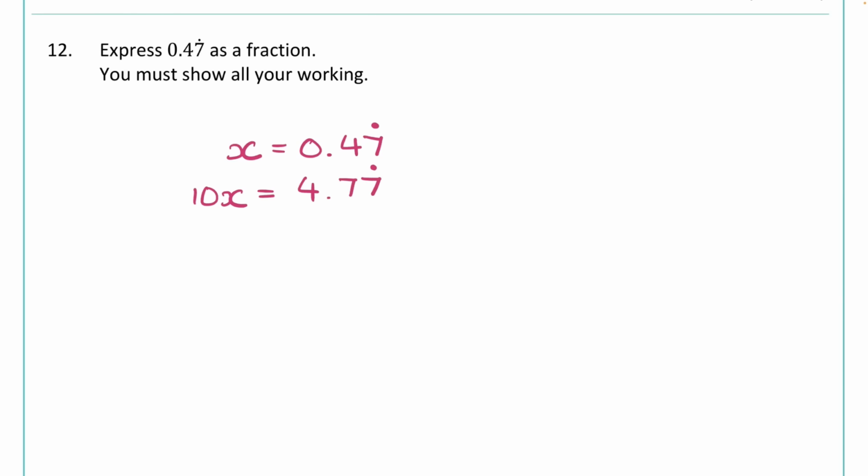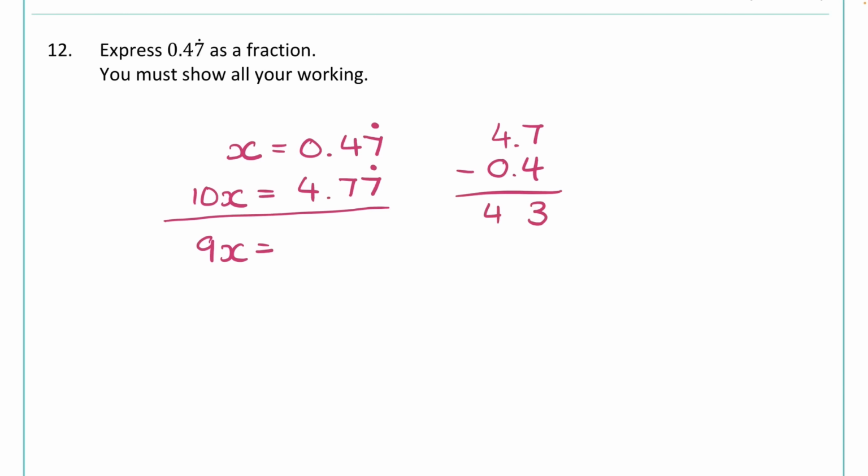I keep the recurring decimals balanced there so that they line up, and then I'm going to take these away from each other. So we have 9x is equal to, and I'm just going to do 4.7, take away the 0.4 sat above it, and that gives us 4.3. So 9x is equal to 4.3. We can turn this straight into a fraction.